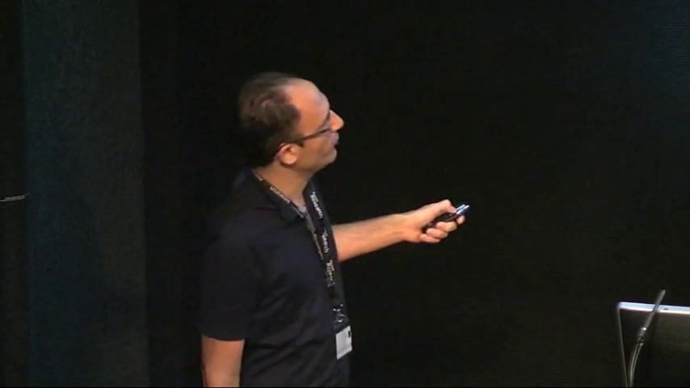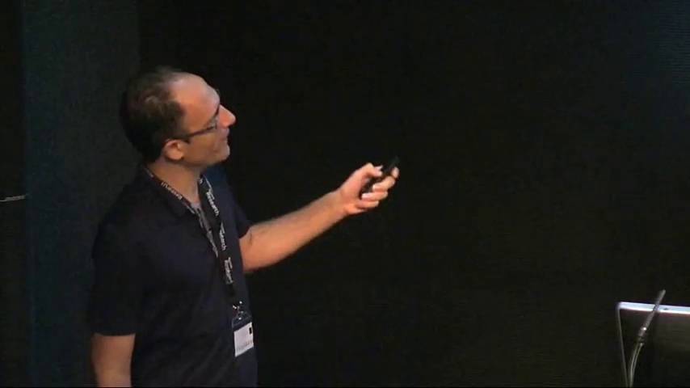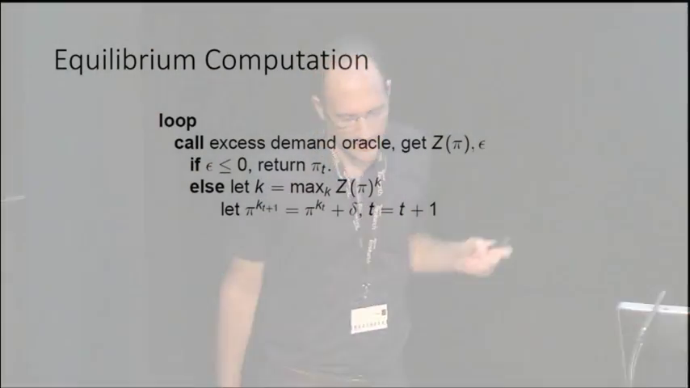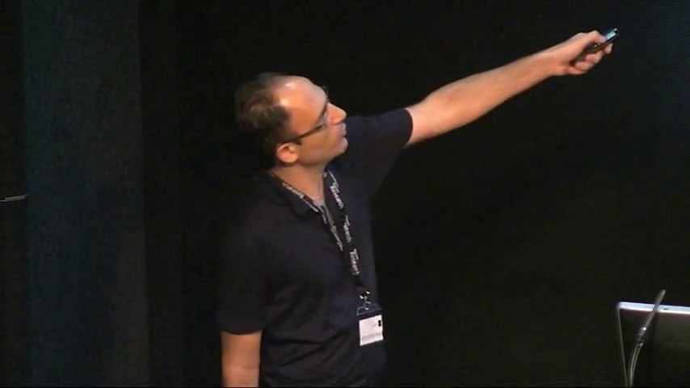This would be polynomial. Of course, we still have to show that we know the utility function, that the utility maximization is polynomial, like I said, and that the supply is in this convenient form. Previous results show that the equilibrium prices can be computed in polynomial time, but we found it useful to also provide a simple algorithm, because the previous results of Codenotti and others rely on the ellipsoid algorithm, which is known to not always perform well in practice, and also because a simple tâtonnement-like process would work here.